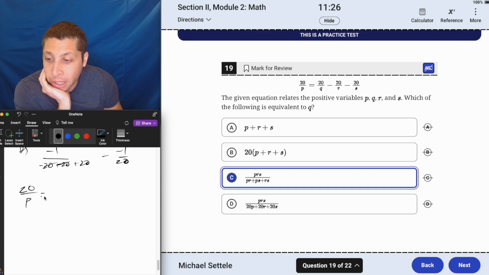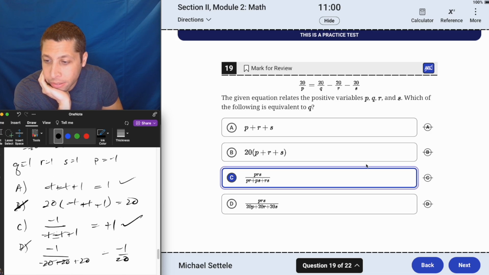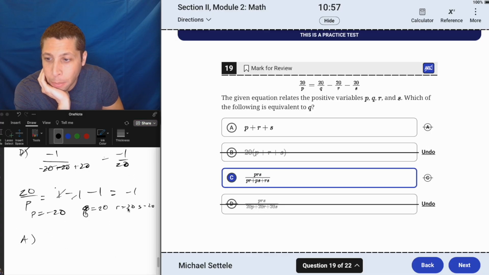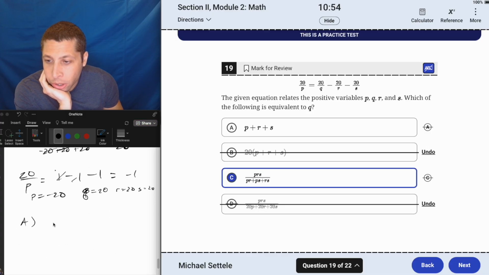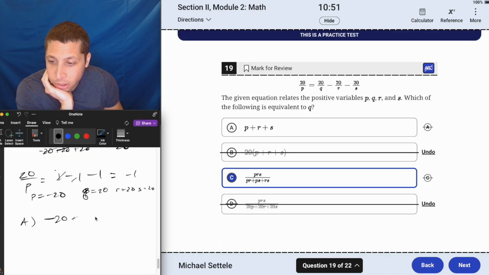20 over P is equal to 1 minus 1 minus 1, which is negative 1. So then P is negative 20, and all of these are 20, or Q is 20, R is 20, S is 20. So A, right, because we've gotten rid of A and, okay, this and this, I kind of flubbed this a bit. So negative 20 plus 20 plus 20 is 20. That checks out.